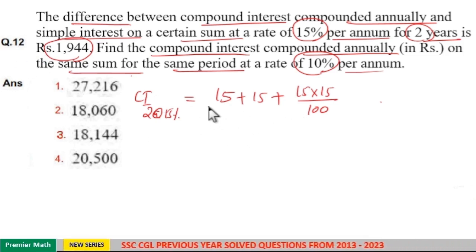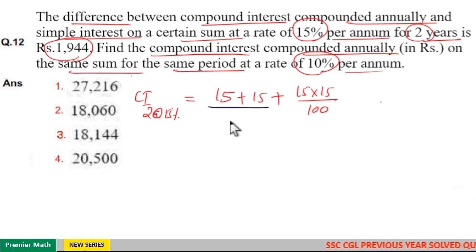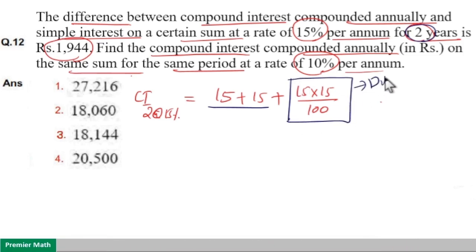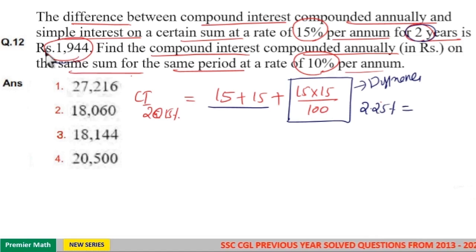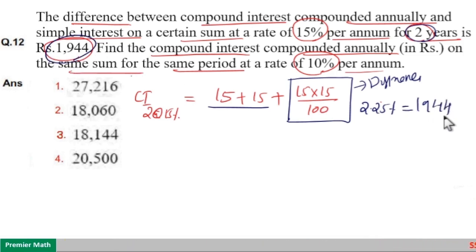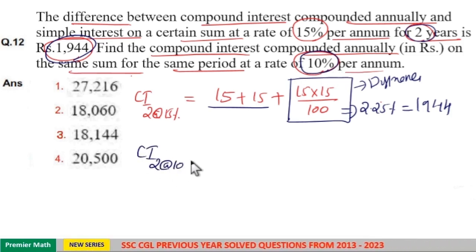Now you can see simple interest means 15 plus 15. 30% is the simple interest for 2 years. Now the remaining is the difference between compound interest and simple interest. That is, here difference is 225 by 100 means 2.25%. So here difference is given as 1944. If 2.25% is 1944, then we need compound interest for 10% per annum for 2 years. At the rate of 10% means 10 plus 10 plus 10 into 10 by 100, that is 21%.